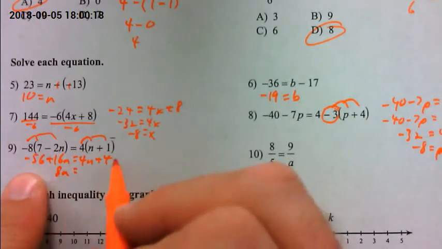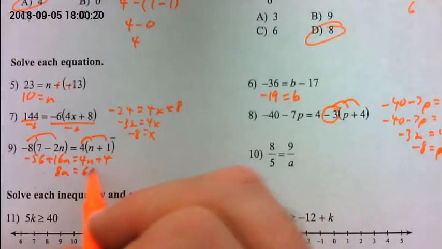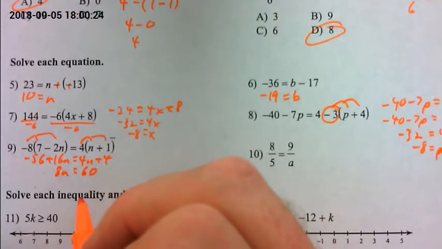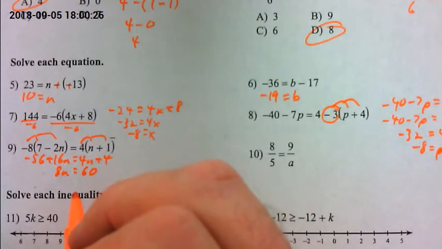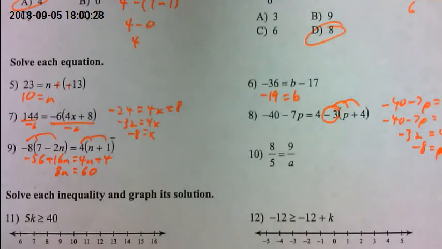Bring the 56 over to this side by adding it, you'd have a +60. Divide 60 by 8, and you'd end up with 7.5. I think I did something wrong there. Hold on, let's go back through.